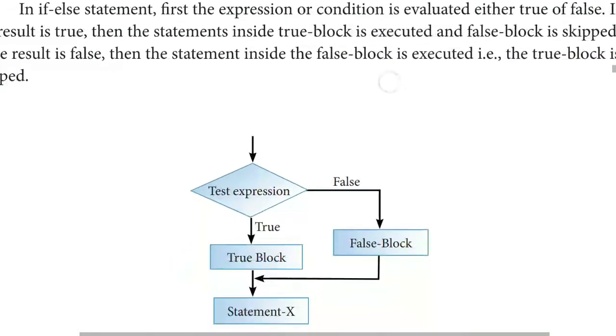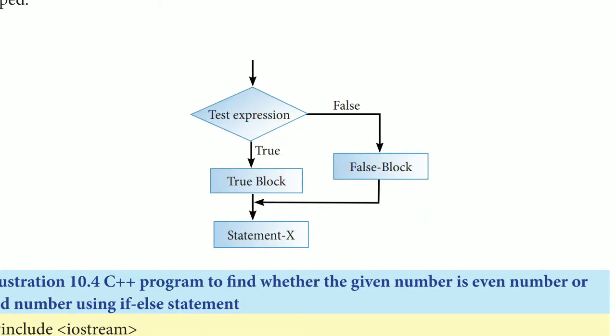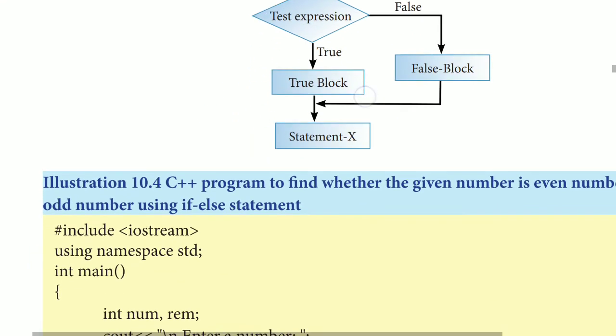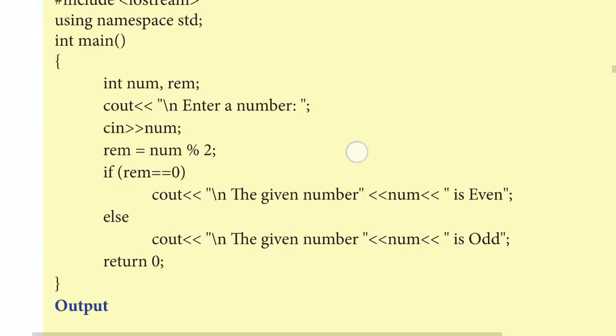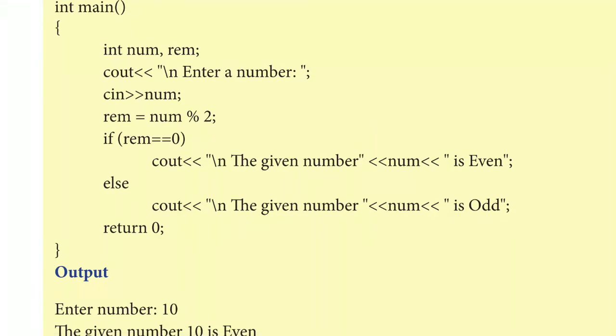So this is the flow chart of this if else statement. If the condition is true, then the true block will be executed. If the condition is false, then the false block will be executed, and after execution it will move on to the statement X. So here you can see that there is an example.